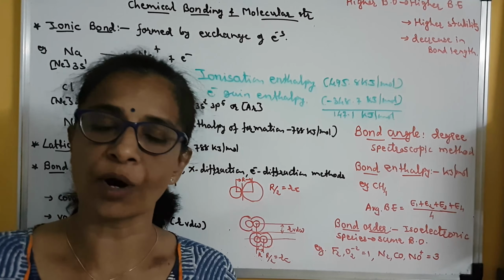Now the point is, according to Lewis approach, when the atom participating in the bond formation achieves octet, when it achieves the nearest inert gas configuration, then it will achieve stability. So here also sodium ion and chloride ion have achieved stability, they have achieved inert gas configuration. Then how is this sodium chloride formed?